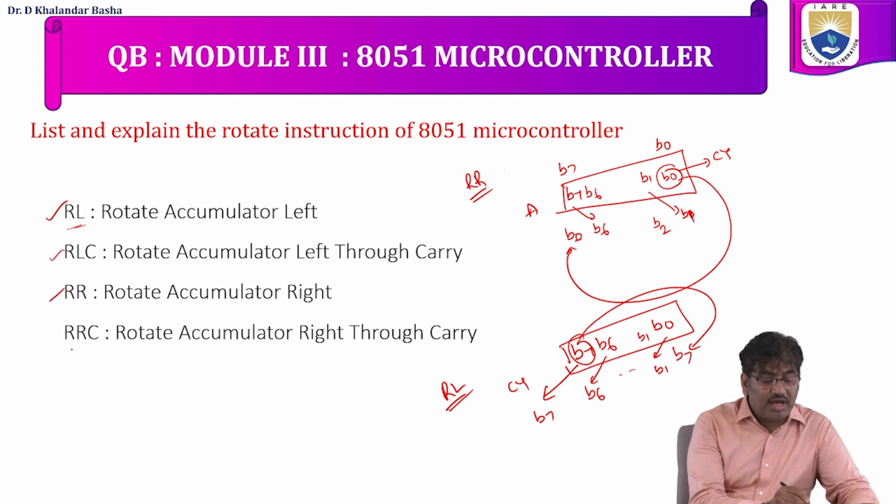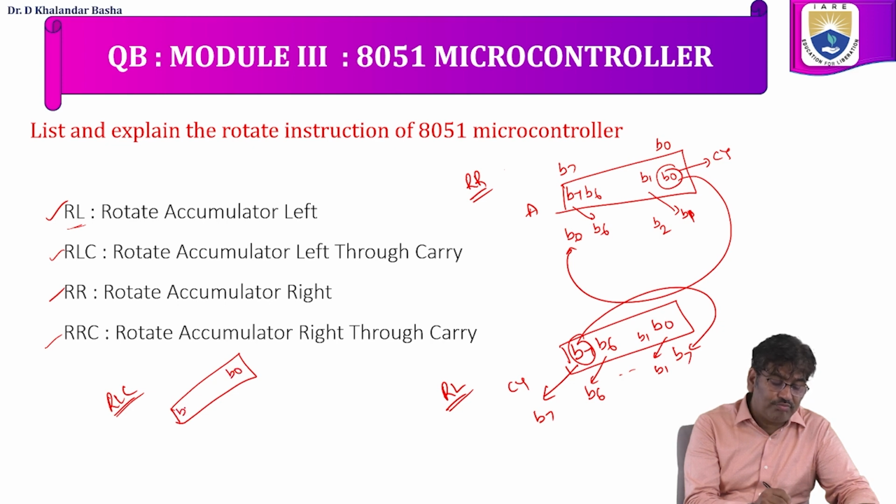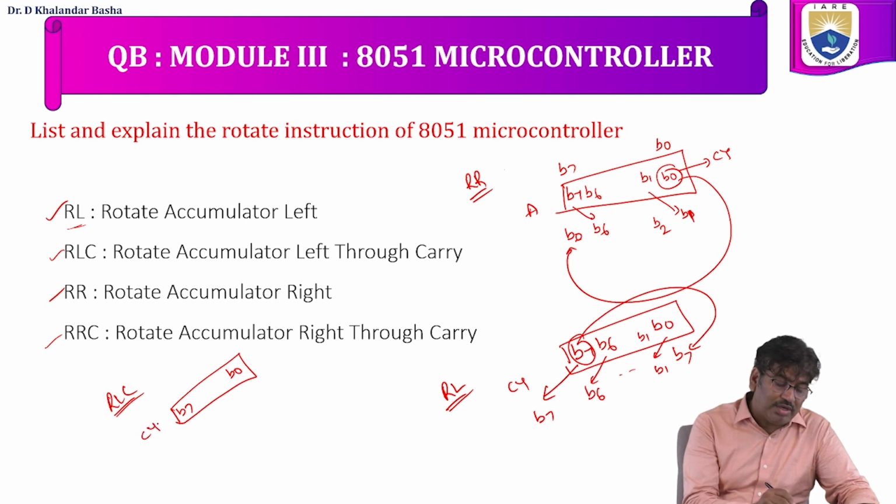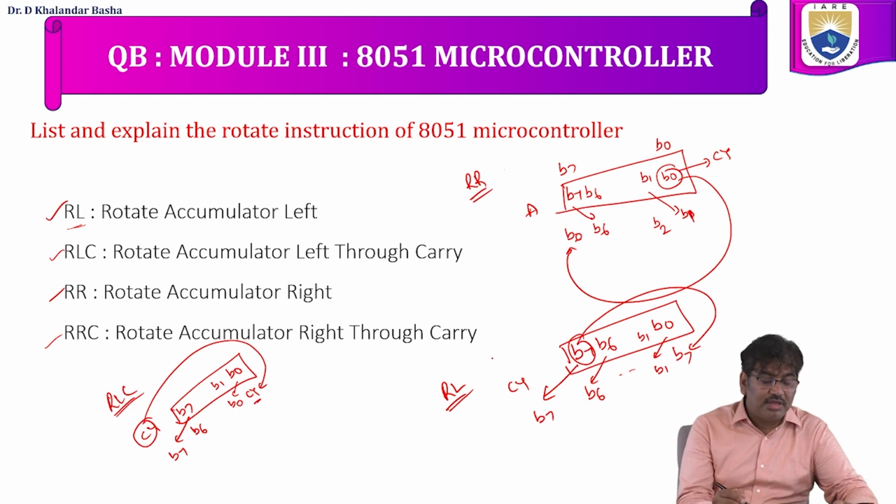The next instructions are RLC and RRC. The RLC instruction is rotate left with carry. So here the accumulator content is B0 to B7. We are going to rotate towards the left side along with the carry flag. Whatever the B7 MSB value is, it is going to sit in the carry flag. The previous carry will sit in the B0 position. The remaining bits shift left, so B6 will sit in the B7 position, B0 will sit in the B1 position, and the LSB will be occupied with the carry flag. This is rotate left with carry.